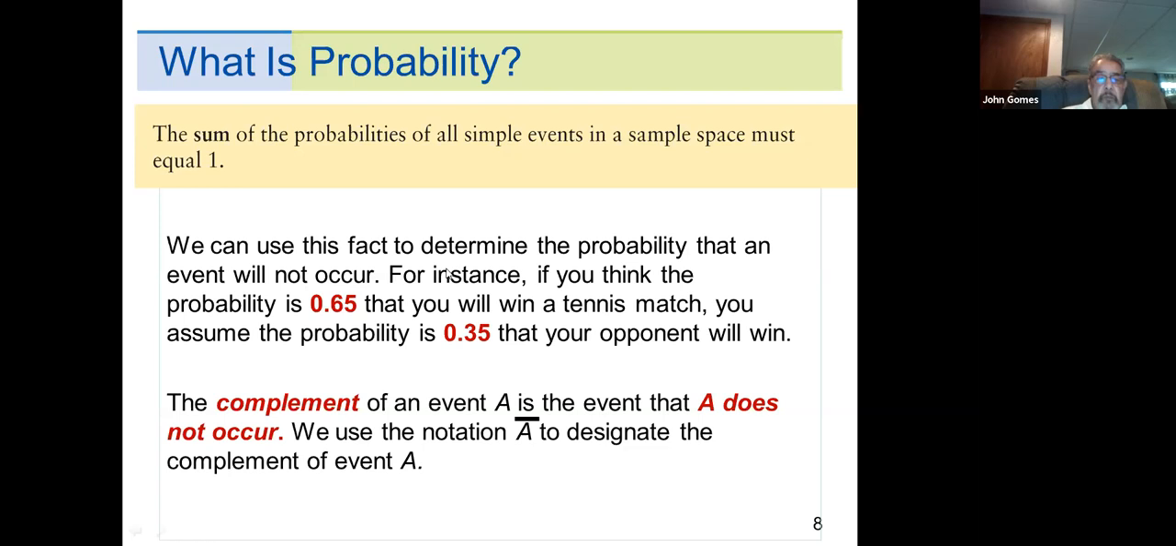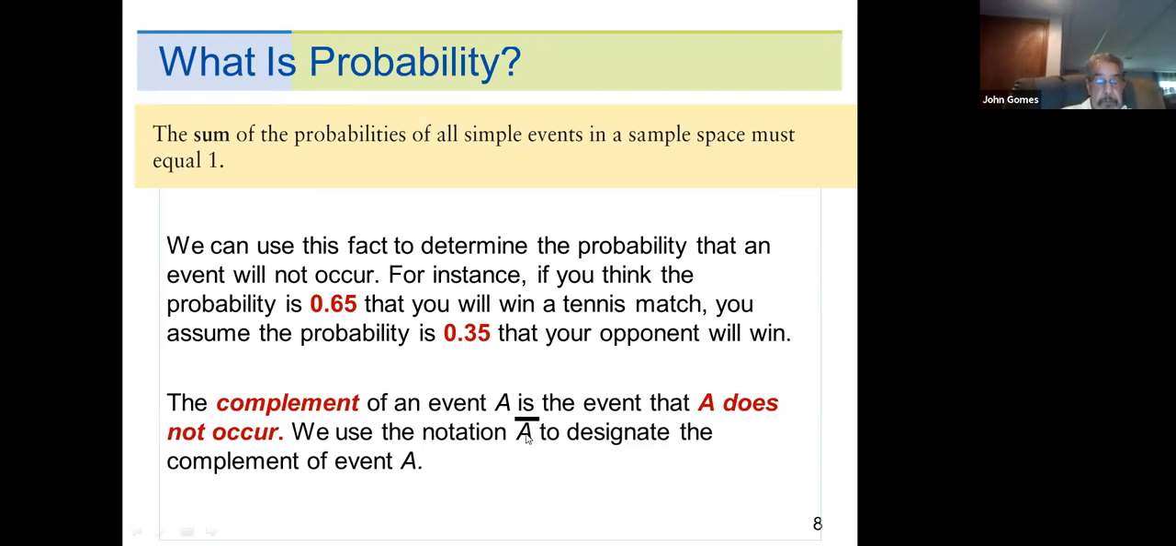So we can use this fact to determine the probability that an event will not occur. For instance, if you think you have a 0.65 chance of winning a tennis match, you assume that your opponent has a 0.35 chance of winning. How did I get 0.35? I took 1, I subtracted 0.65, I come up with a difference of 0.35. Notice 0.65 and 0.35 have to add up to 1. The complement of an event A is the event that A does not occur.